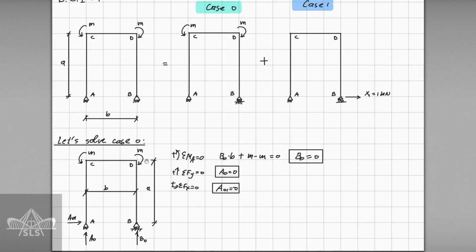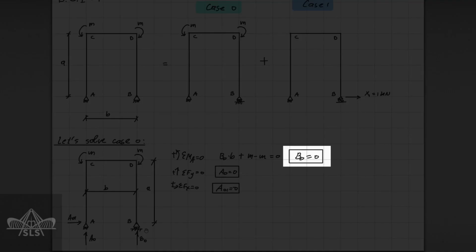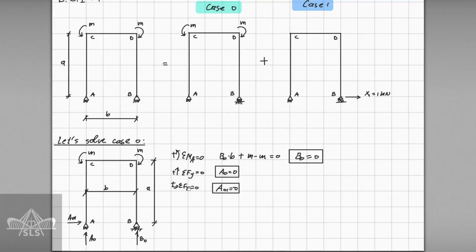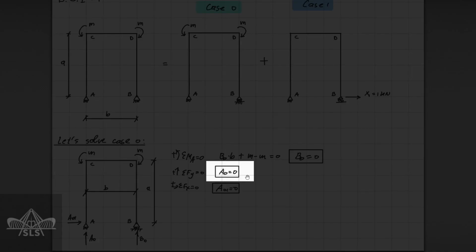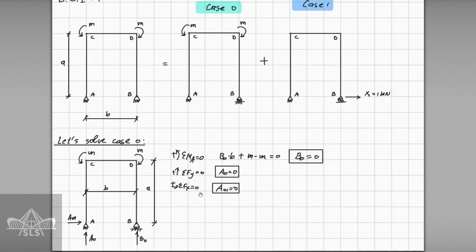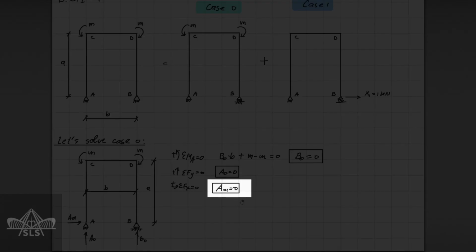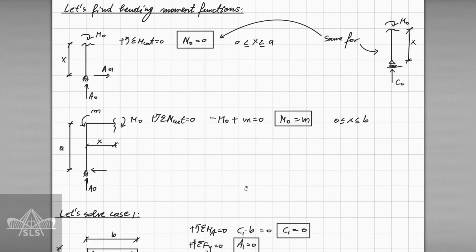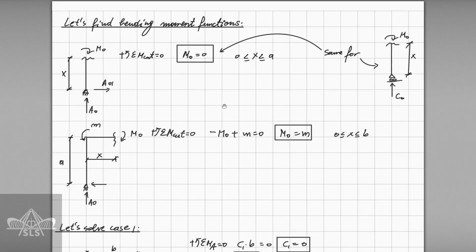So let's start with case 0, for which we have taken the bending moment at point A equal to 0, and we are able to find that the value of this support reaction is going to be 0. Then we take the sum of forces on Y equal to 0, and we define A0 as 0. Next we take the sum of forces on X equal to 0, and A01 is going to be 0. The next thing to be done is to find the bending moment functions, and we start doing that by taking the cut sections on our frame where we have discontinuities.